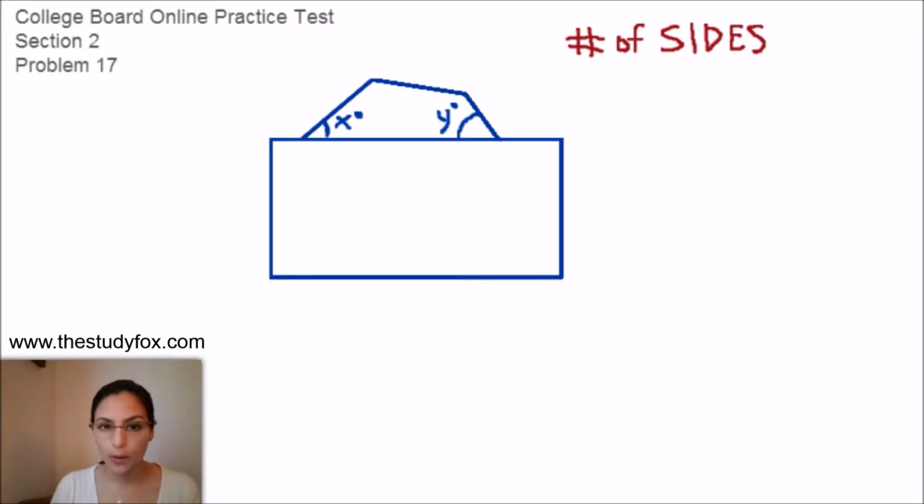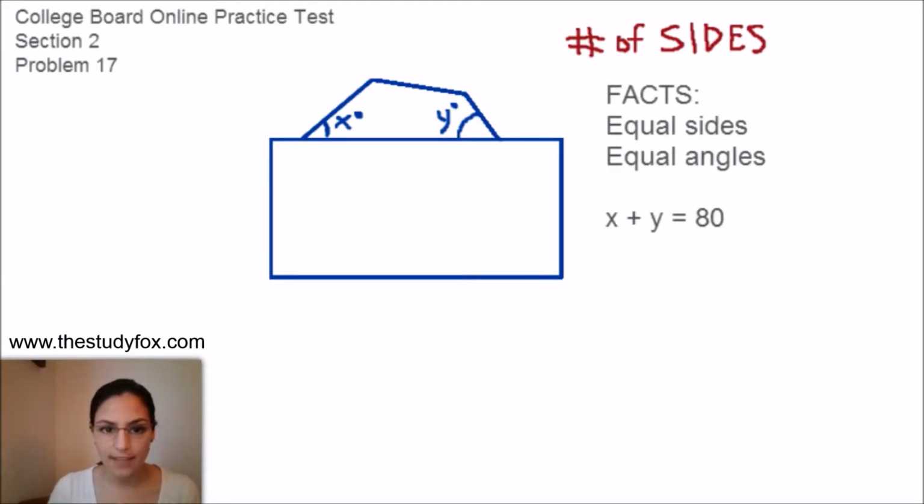The other thing I want to go over are the facts presented in the problem. So we have our figure, and the problem tells us that the larger polygon has equal sides and equal angles, and also that x plus y equals 80 degrees. So let's write that down in our notes. Okay, so we have that down.